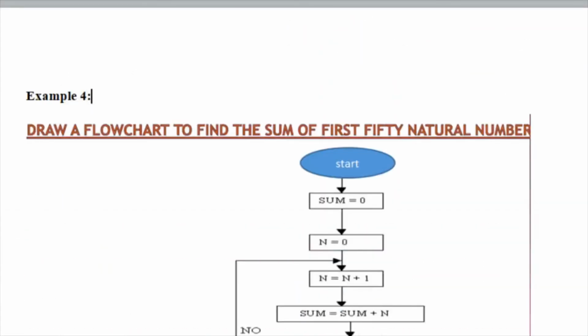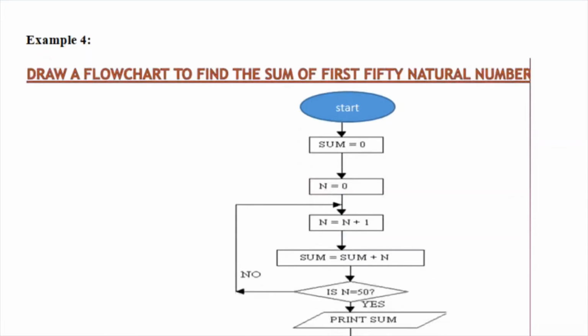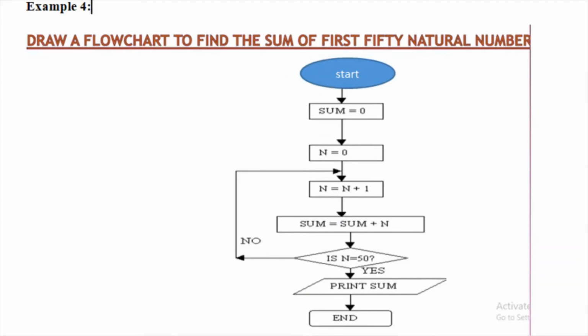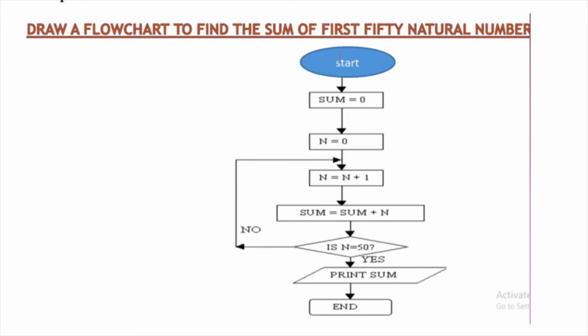Then we have another example: draw a flowchart to find the sum of the first 50 natural numbers. Again in this example we are going to use the start symbol. With the help of this symbol we are going to start. Then we initialize the sum as 0 and another variable n as 0, because we want to count, we want to go to the next step. So n is equal to n plus 1, sum is equal to sum plus n.